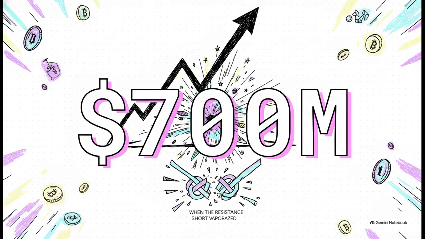And the violence of this squeeze, it really cannot be overstated. $700 million. That's the exact amount in short positions that were vaporized in a single minute. When that resistance broke, it triggered a forced buying feedback loop. Short sellers were automatically forced to buy back in at market prices to cover their positions, driving the price even higher and liquidating even more shorts.